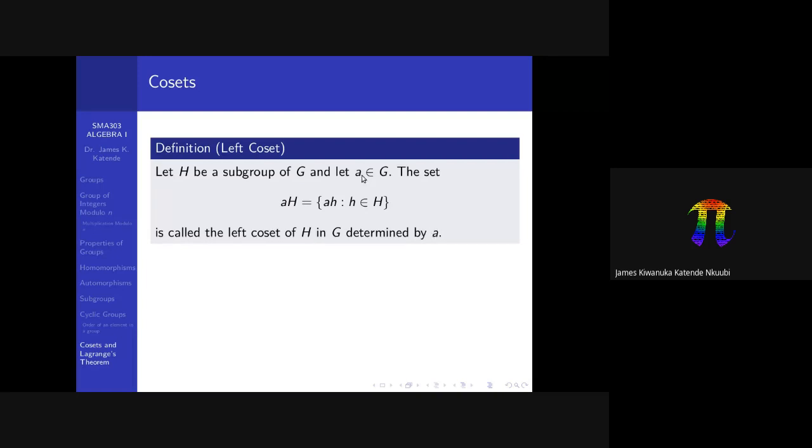So it means for different elements from G, we'll be able to construct possibly different left cosets. So you can keep changing the elements a from G and you keep getting a new set. How you construct this set is simply pick every element in H and multiply it on the left by a. So the new set that you obtain is what we will call the left coset of H in G determined by a.